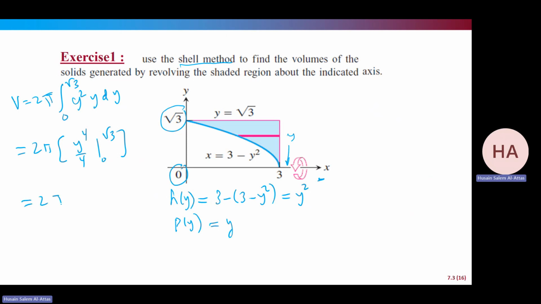That will be 2 pi, substitute square root of 3, square is 3, another square is 9, so it will be 9 over 4. So that gives me 9 pi over 2. 9 pi over 2.